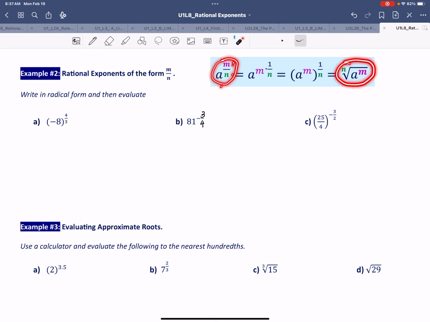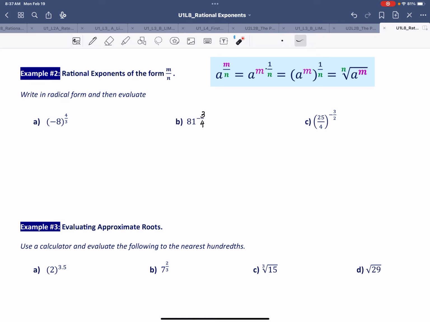a to the power of m over n is equal to, so remember the presence of a fraction indicates that we have a radical. The number in the denominator becomes the index, and the rest of the number, let's say a to the power of m in this case, will go inside the radical, which we call a radicand.